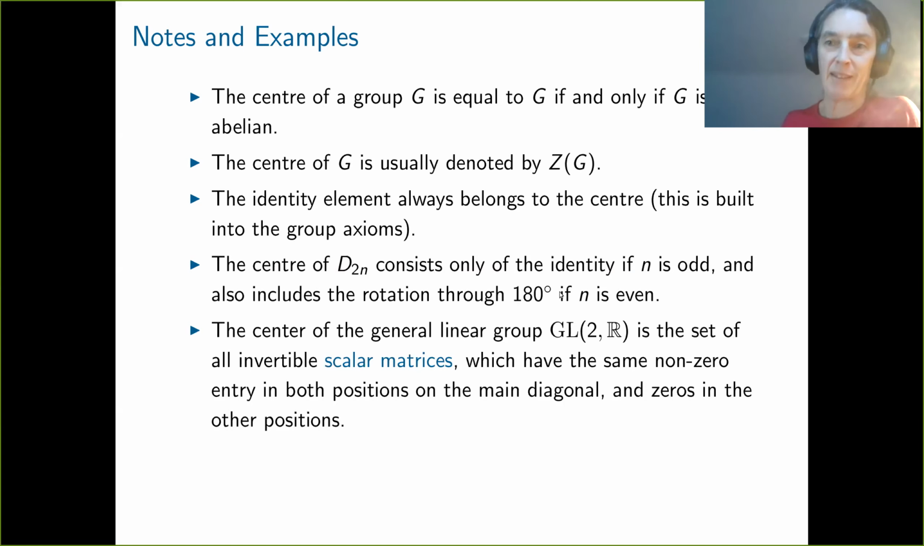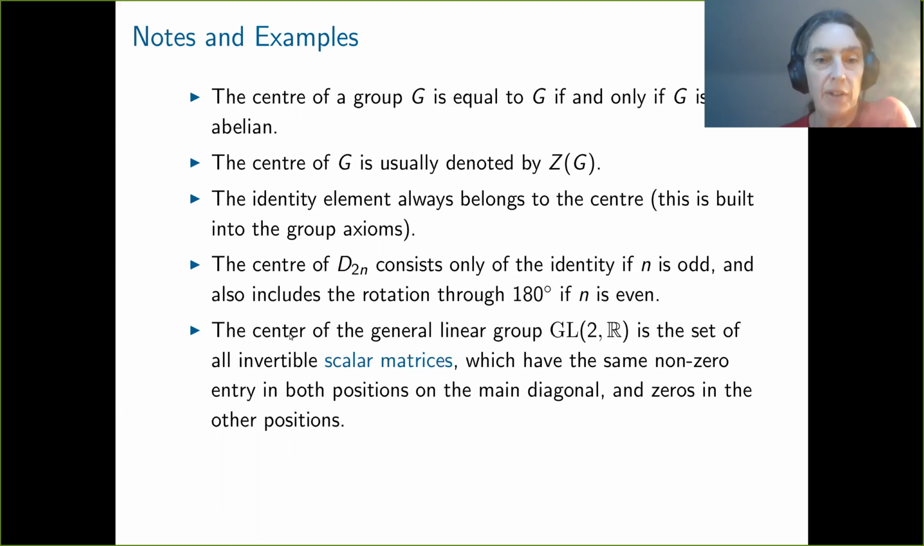So I don't expect you to just accept this statement because I've said it. Have a look at the example of the square, D8, and have a look at the group table for the square, and you'll see that as well as the identity element, in that case, the rotation through 180 degrees is another element in the center. The center of D2n, if n is even, so D8 for the square, D12 for the hexagon, will consist of just 2 elements, the identity element and the rotation through 180 degrees.